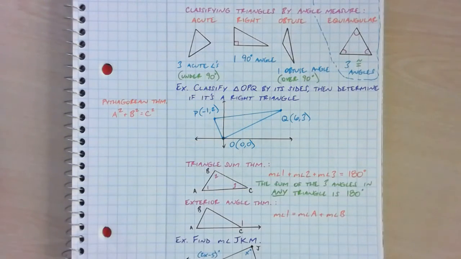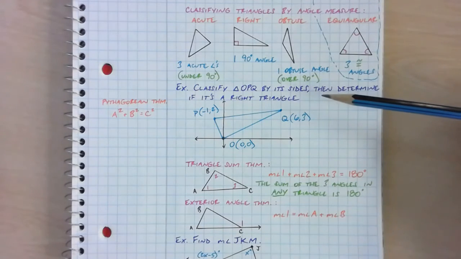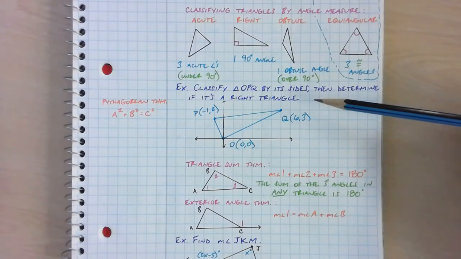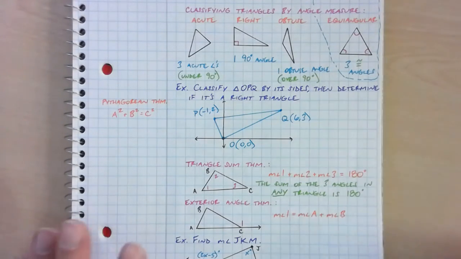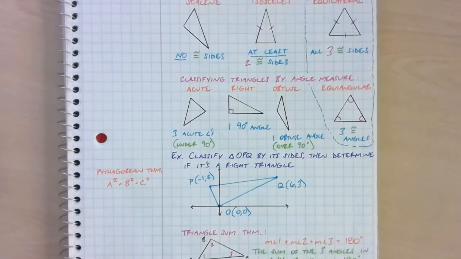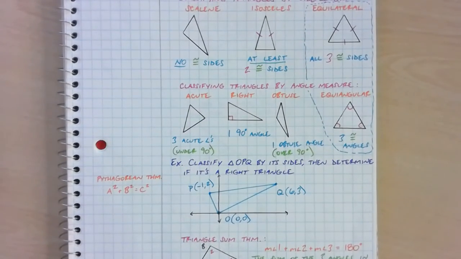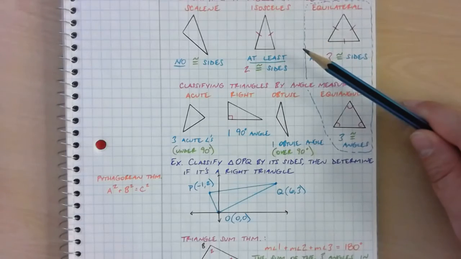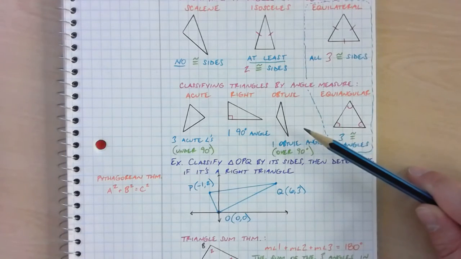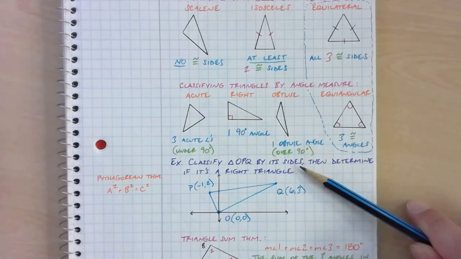So the first example that we see here, again, I'm just going to talk through it. We're asked to classify a given triangle by its sides. So again, just to remind you, there are two possible ways to classify or group a triangle, either by its side length or by its angle measures. This one asks for sides.